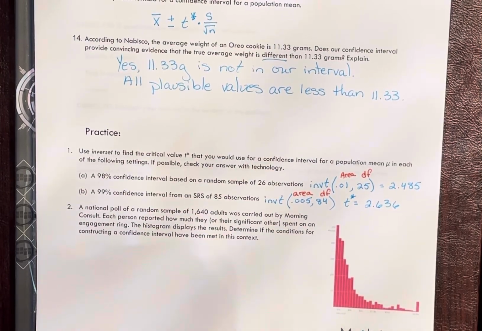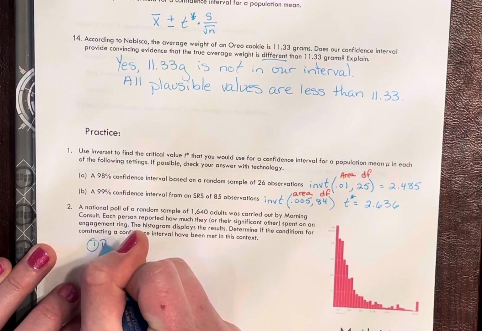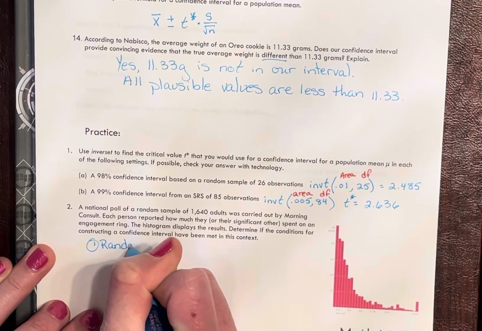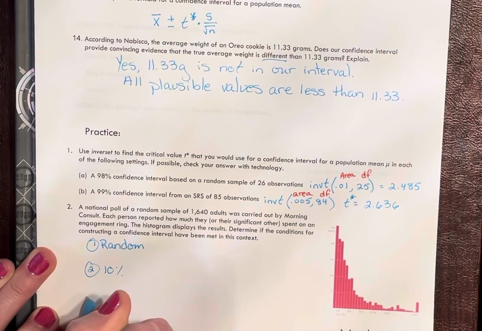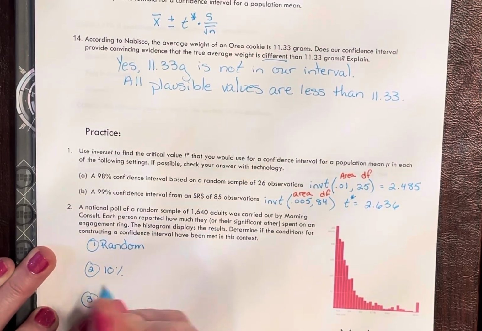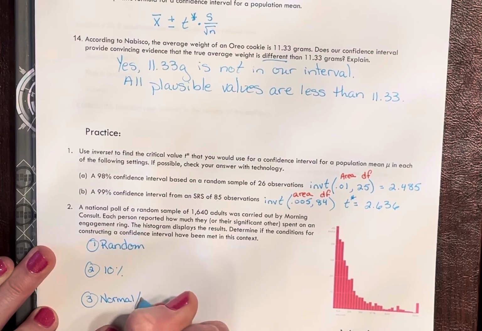But we have other ways to check these conditions. So there are 3 conditions. The first one is random. The second one is 10%. And the third one, instead of calling it large counts, we're going to call it normal / large sample.